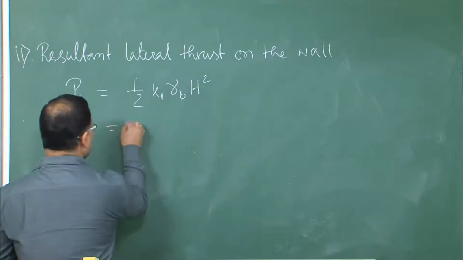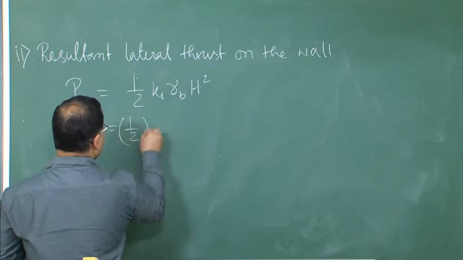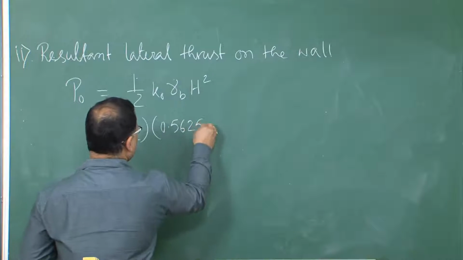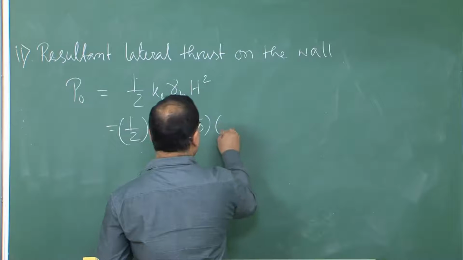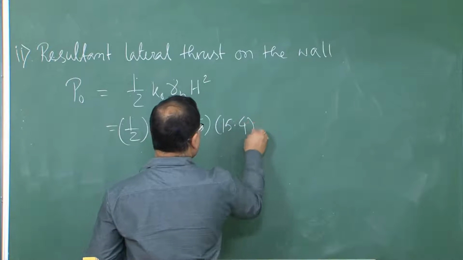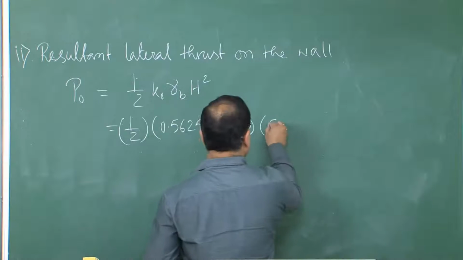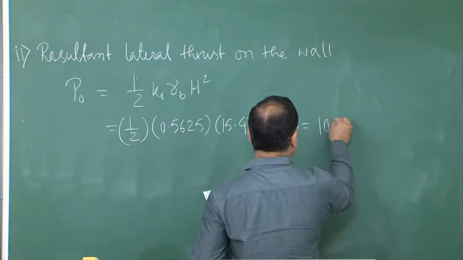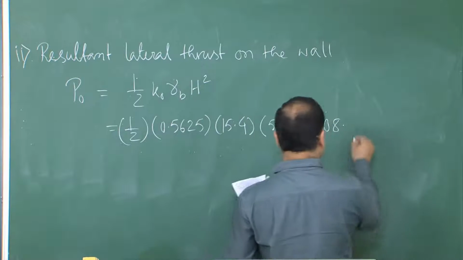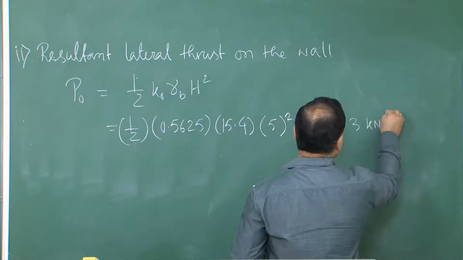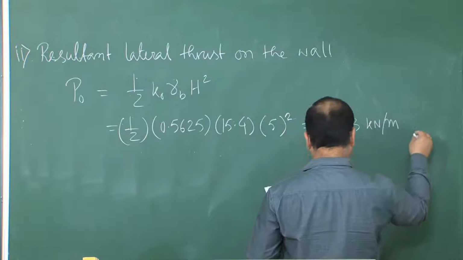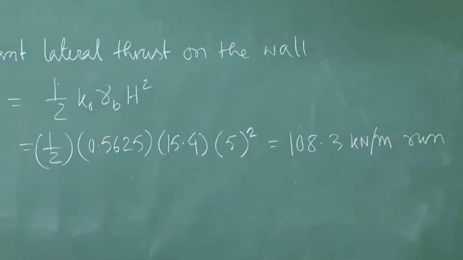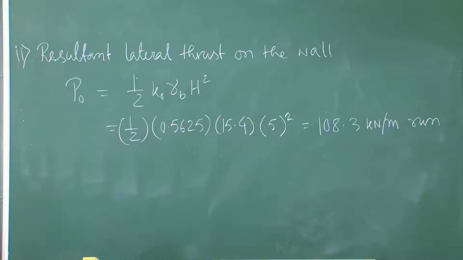So, by putting the values, K naught is 0.5625, that comes around 108.3 kilonewton per meter run of the wall. Okay. So, we have got the total thrust.